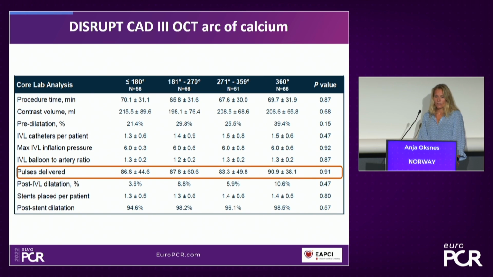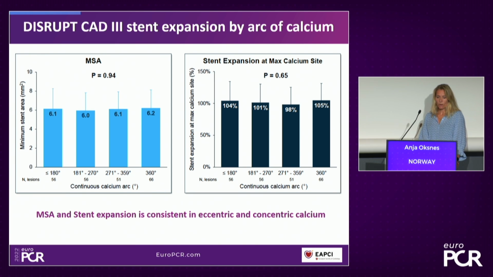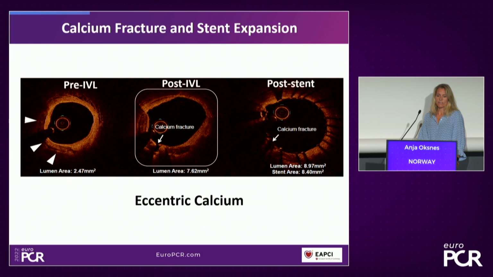The study found that no matter how the arc of the calcium was, the pulses that were delivered to treat the vessel were the same. And also, no matter what the continuous calcium arc was, the MSA and the stent expansion were equal. This is an example of calcium fractures in eccentric calcium. These are images from the study.